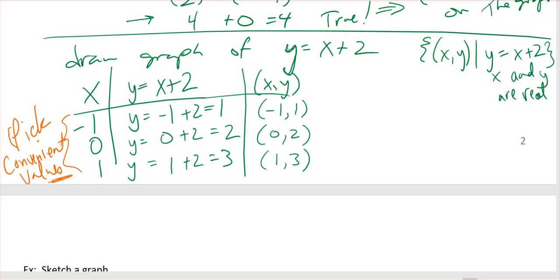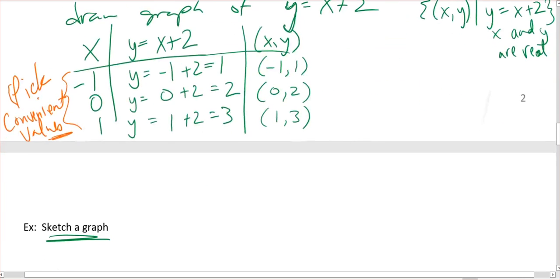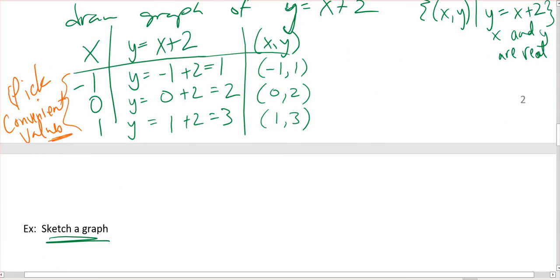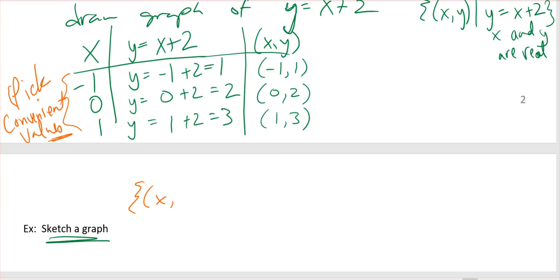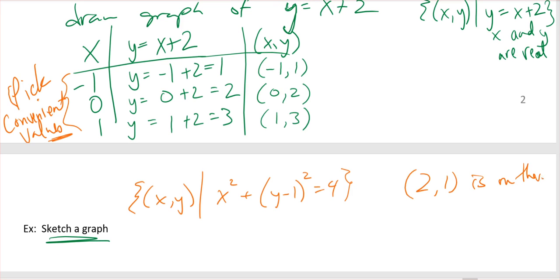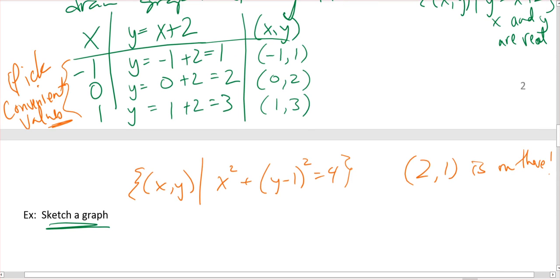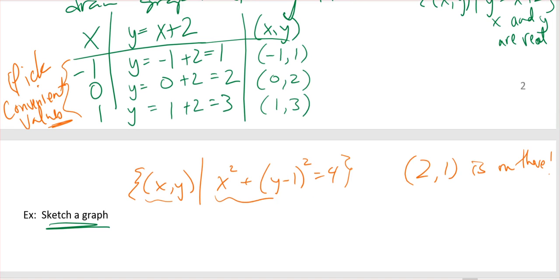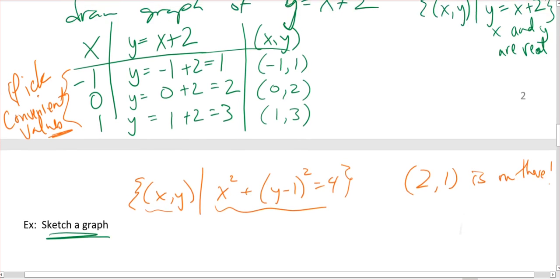Okay, so let's sketch a graph of the previous example. We had x squared plus y minus 1, squared, equals 4. I think we already found that (2, 1) was on the graph. Okay, we already knew this. That's great. So what we want to do here is find ordered pairs such that this relationship is true.